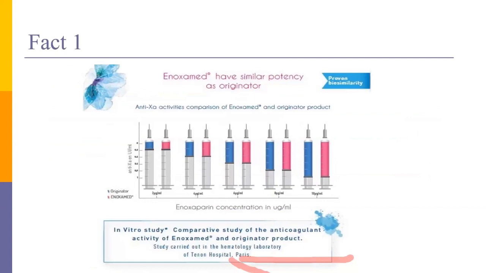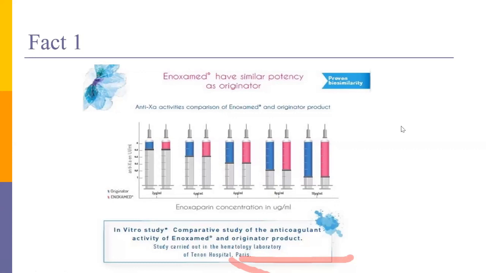So the first study was an in vitro study comparing the anticoagulant activity of Enoxaparin and the originator product. It was carried out in the hematology laboratory of Tenon Hospital, Paris. And just as you can see, the concentration goes up, down, and up, and this is the anti-factor 10A. The red stands for Enoxaparin and the green stands for the originator brand.